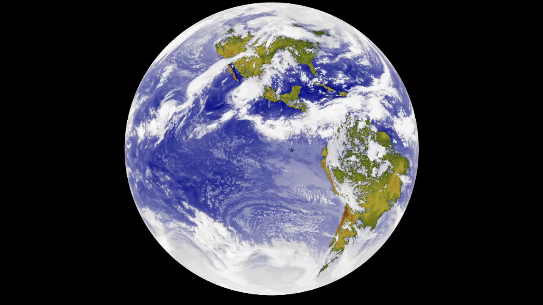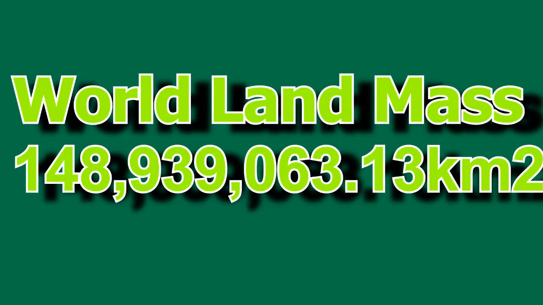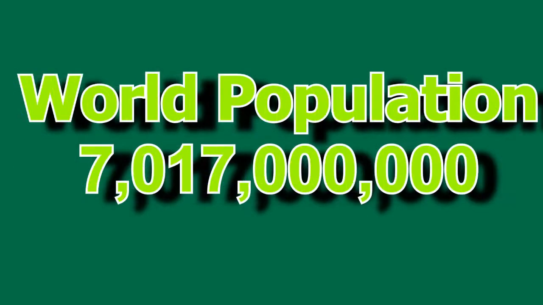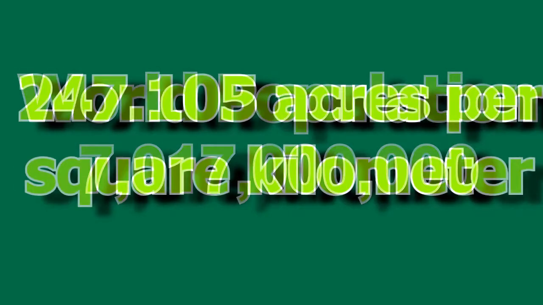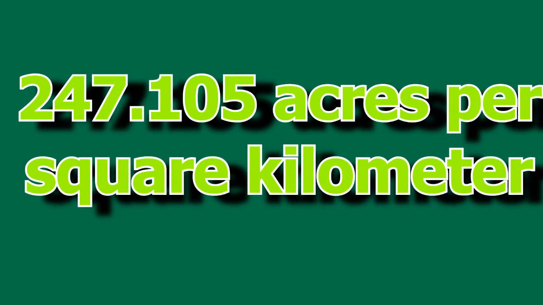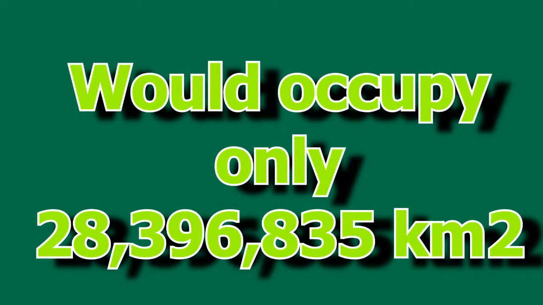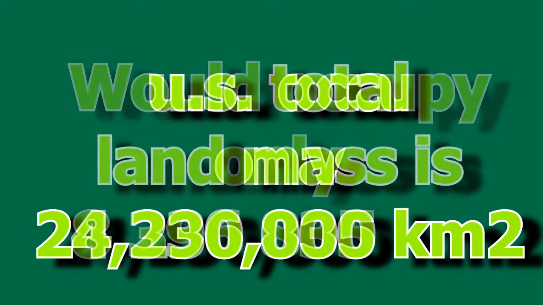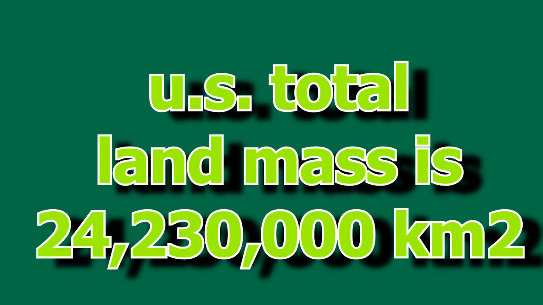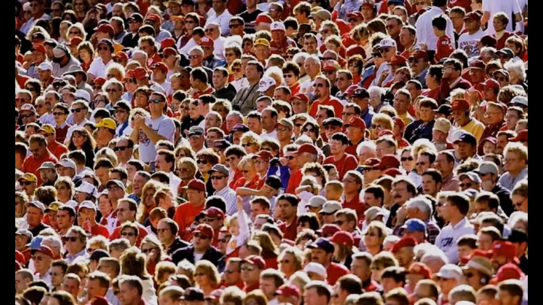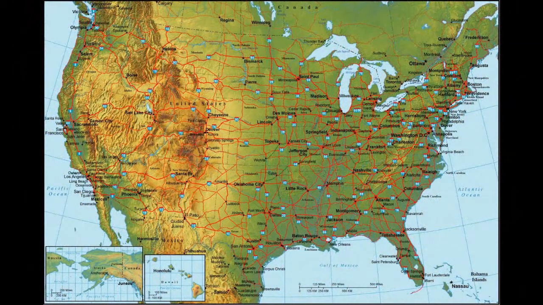Let's begin. First, let's discover a few facts. The total world landmass is 148,939,063.13 kilometers squared. The current world population is approximately 7,017,000,000. There are 247.105 acres in a square kilometer. Therefore, if you were to give an acre of land to every person in the world, it would occupy only 28,396,835 square kilometers. The U.S. total landmass is 24,230 square kilometers. So in other words, total population of the world could be located in an area just slightly larger than the U.S.